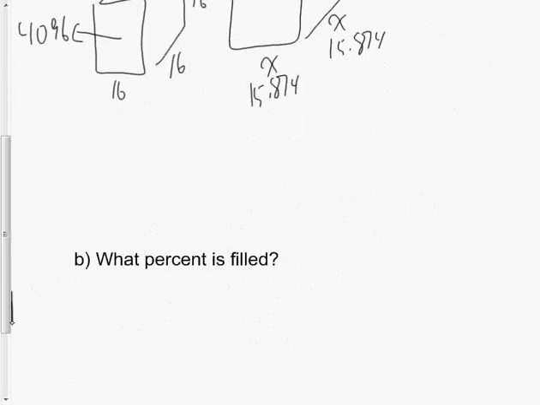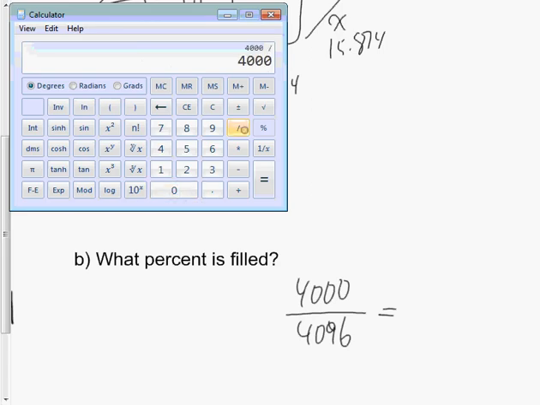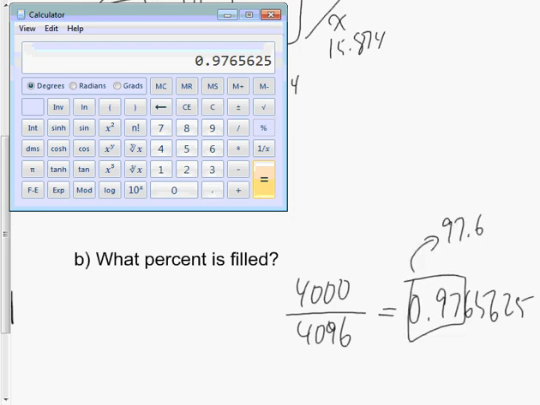The second part said what percent would be full. Since the 4 liters take up 4,000 milliliters, and it's in a container that has a capacity of 4,096, as a fraction, it's 4,000 out of 4,096 milliliters or cubic centimeters. That we can change to a percentage by dividing the numerator by the denominator, and we get 0.9765625, or approximately 97.6%, or 97.7%, or if you wanted to round it to the nearest percent, approximately 98%. All of those are fairly good answers.